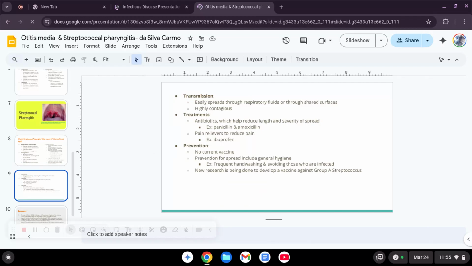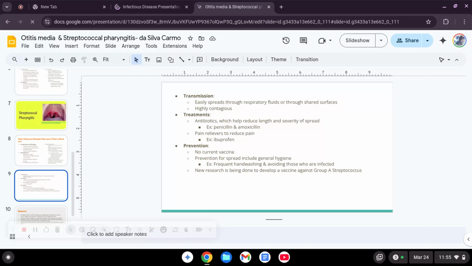Strep throat is easily spread from infected people through droplets, for example, coughs, sneezes, or talking. It can also spread by touching surfaces or objects with the bacteria on them, or touching your mouth and nose.